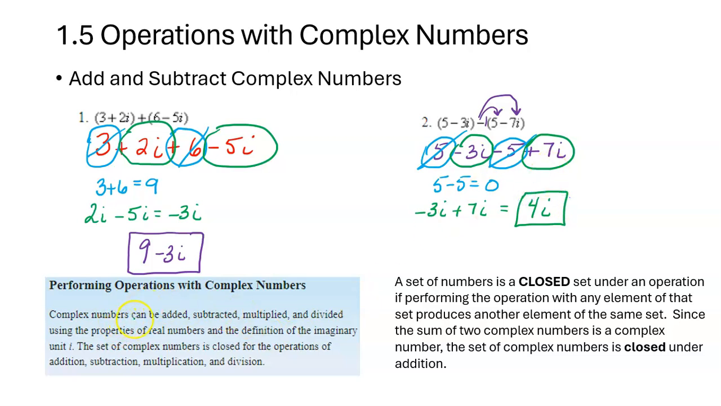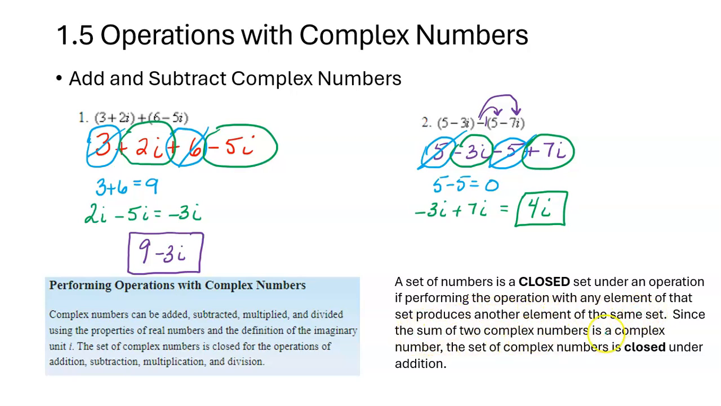Down here at the bottom I've got a couple of things from the text. It says complex numbers can be added, subtracted, multiplied, and divided. It says the set of complex numbers is closed for these operations. You'll never use what a closed set is other than probably on a quiz or a test in this class. A set of numbers is closed under an operation if performing the operation with any element of that set produces an element of the same set.